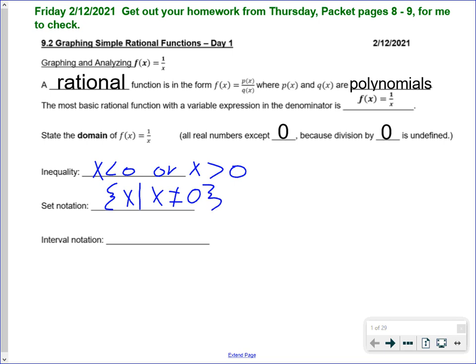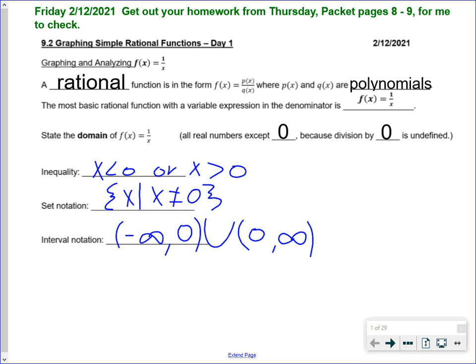For interval notation, it's going to be from negative infinity all the way to 0. Close the parentheses. You can put this big U, which stands for union, which is just another way to say or. And then from 0 to infinity. So our interval notation is from negative infinity to 0 or 0 to infinity.